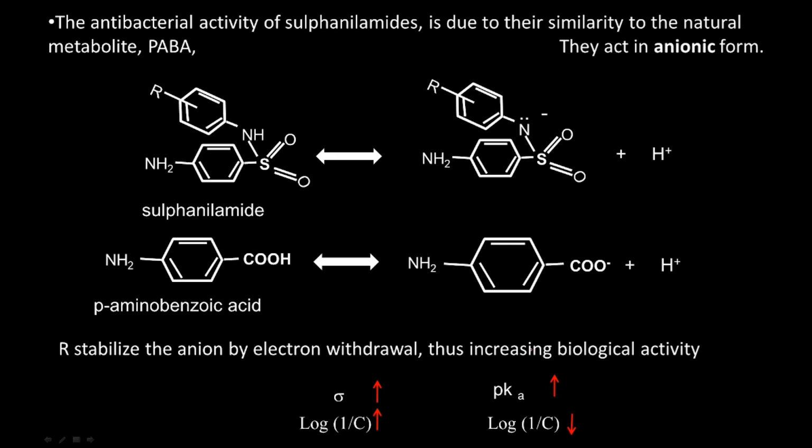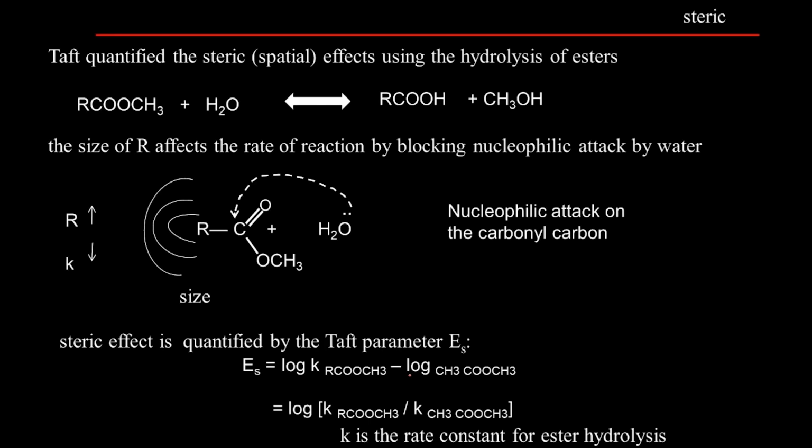Whereas if you have electron donating, then the biological activity goes down. If the group is electron withdrawing, the biological activity also goes up. This is with respect to the electronic feature. Now let's look at the other one, that's called the steric feature.